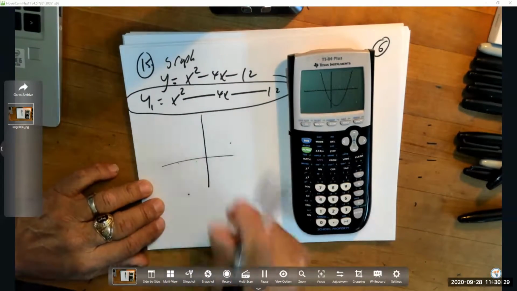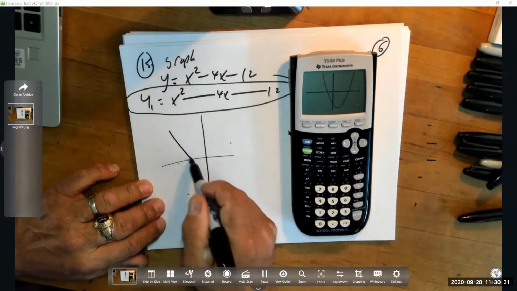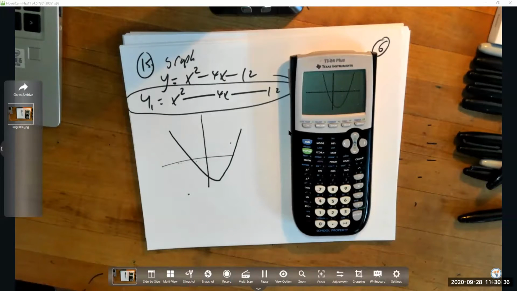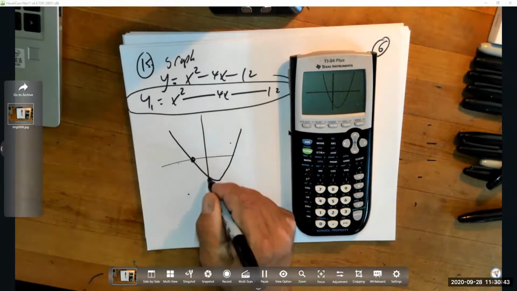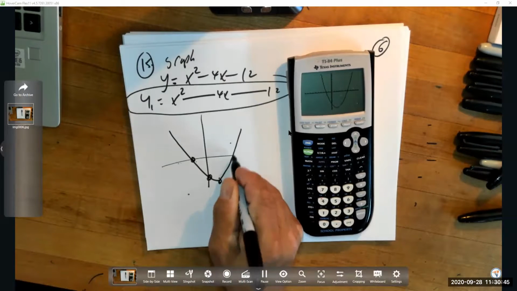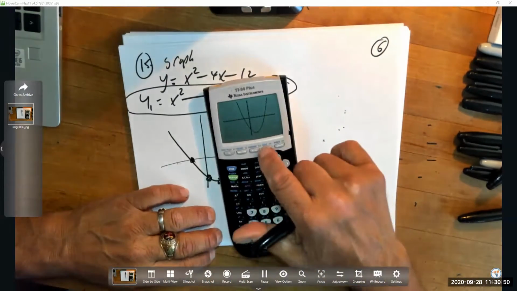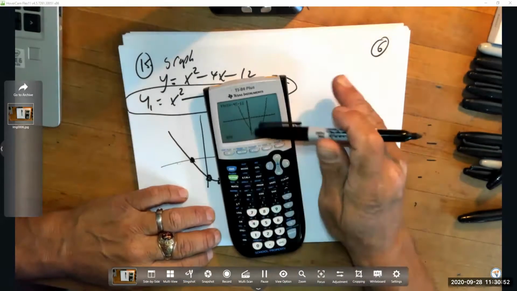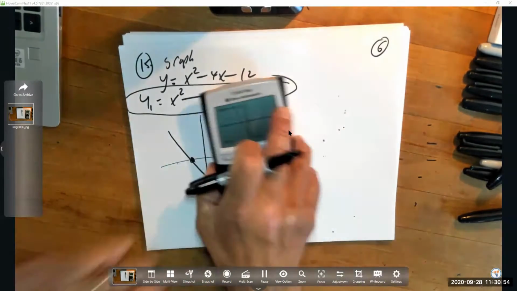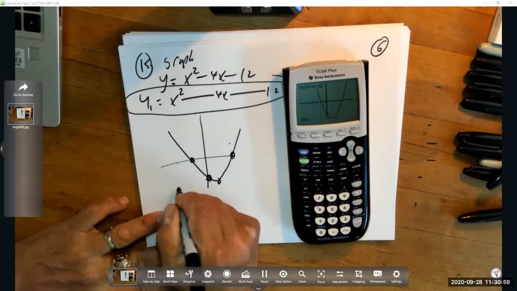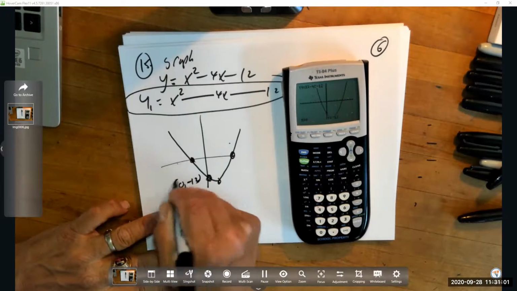Okay, let me draw my picture. It looks like it goes this way. Something like that. Y'all get a picture like that? X squared minus 4x minus 12? Yes. All right. So if you want to find some dots in here, you can do the trace on it again. Let me do a trace on mine. Okay, it says this dot right here is 0 and -12. So I'm just going to label it 0 and -12.